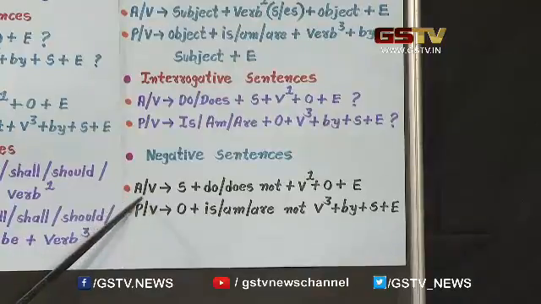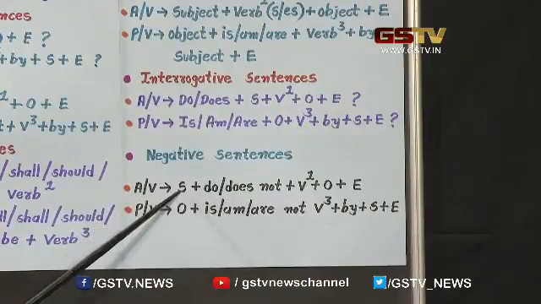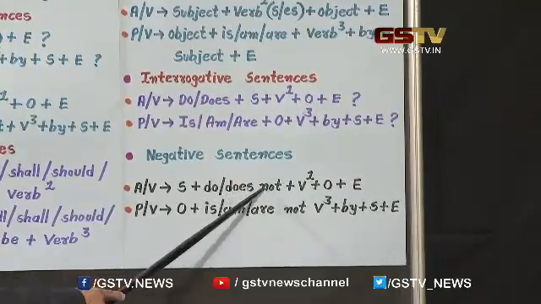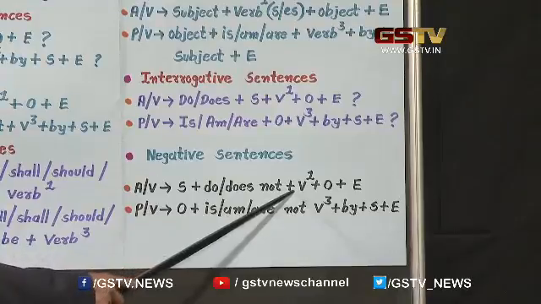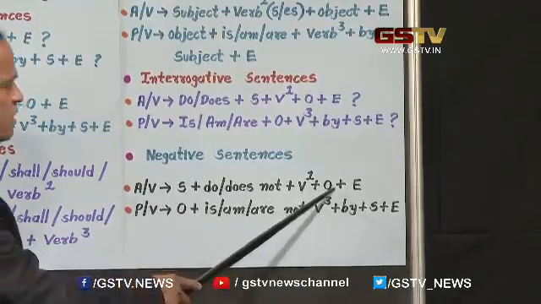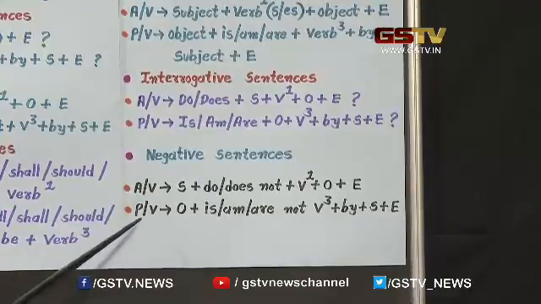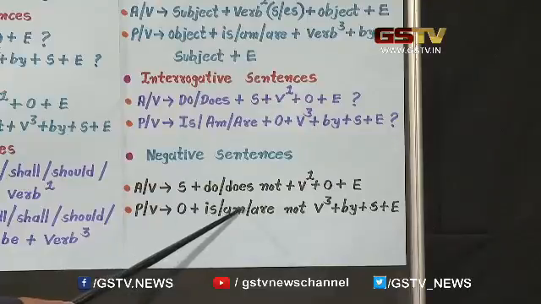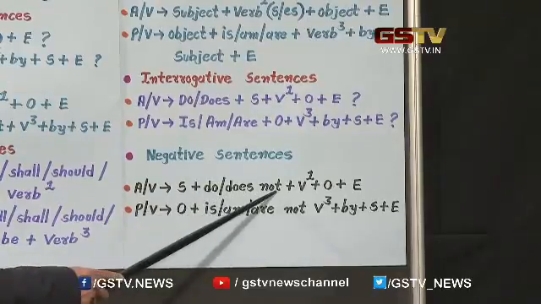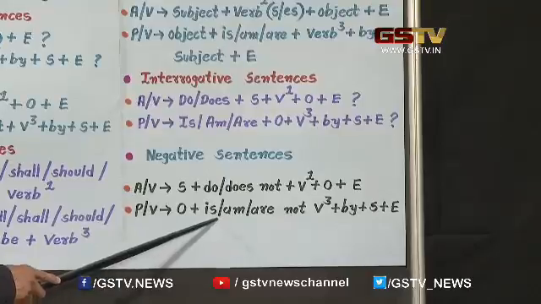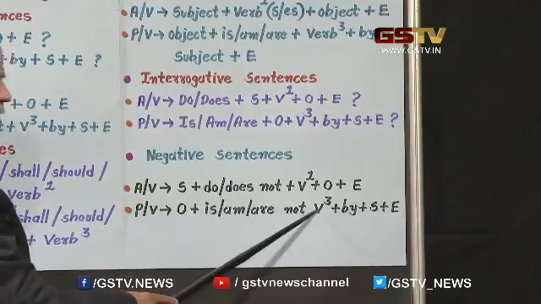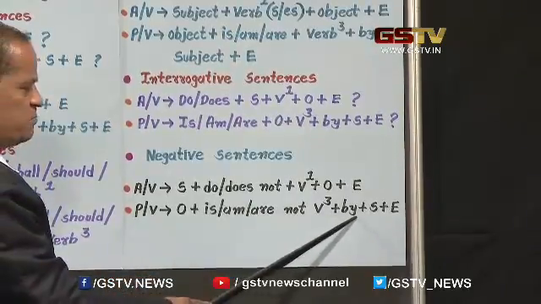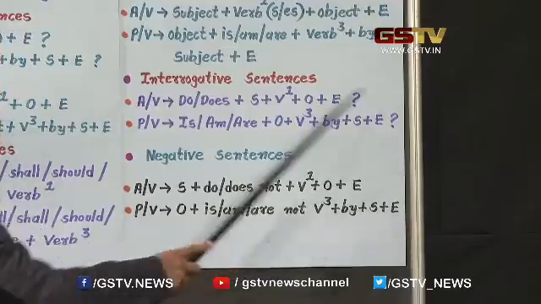In a negative sentence, active voice: subject plus do or does not according to the subject, then verb original form plus object, and then extra words. In passive voice: object plus is/am/are. Here do/does not is replaced by is/am/are, and after that the verb in past participle form plus by and subject, finally extra words.